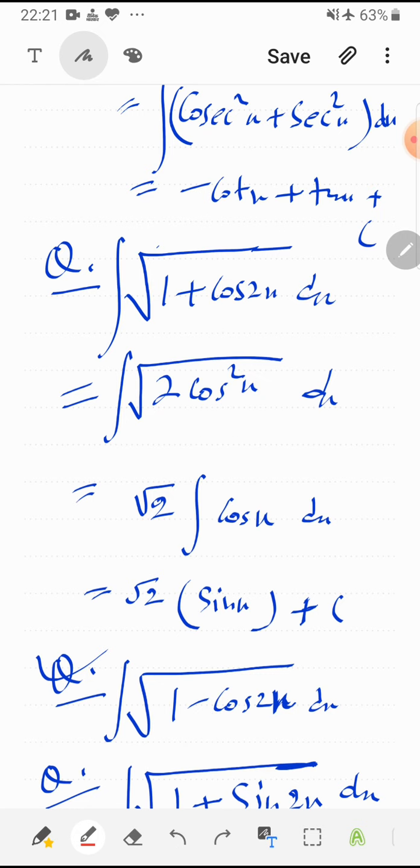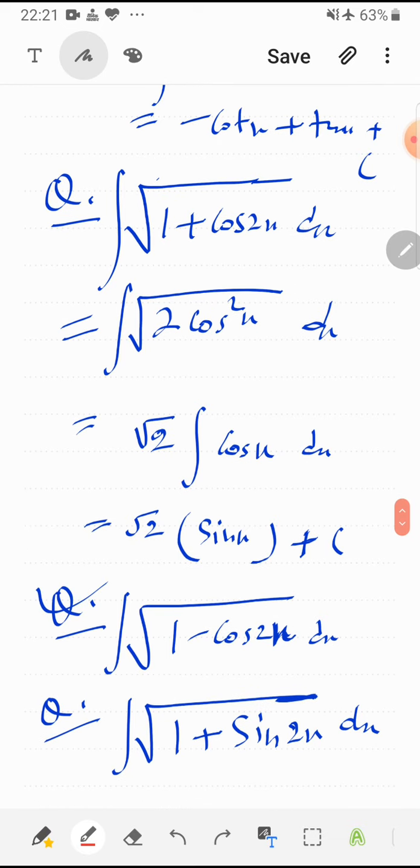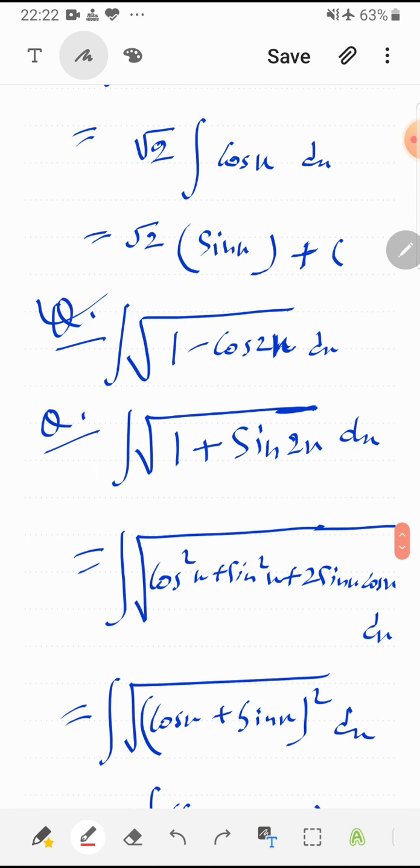So next is under root of 1 plus sin 2x. Students, we know the formula for 1 plus cos 2x, but we don't have a direct formula for 1 plus sin 2x. So what we are going to do, I am writing 1 as cos square x plus sin square x and sin 2x as 2 sin x cos x. If I am having sin x only here, I will write 1 as cos square x by 2 plus sin square x by 2, so that it will become cos x by 2 plus sin x by 2 whole square.